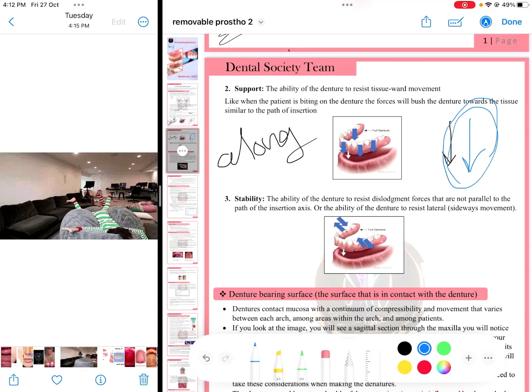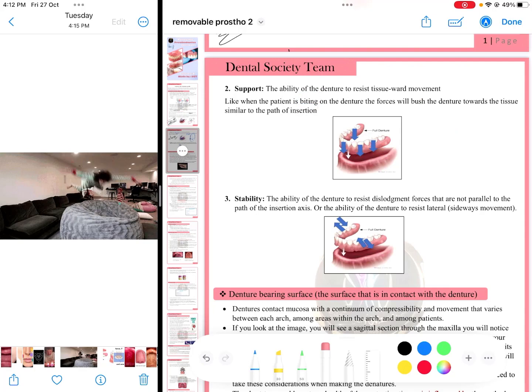Okay, a tissue-ward movement, because I want this tissue to give me support. I want the denture to sit on them, not to dive inside them. Like when the patient is biting on the denture, with biting forces, the denture will be pushed toward the tissue. So here I want to resist these forces that are pushing the denture toward the tissue.